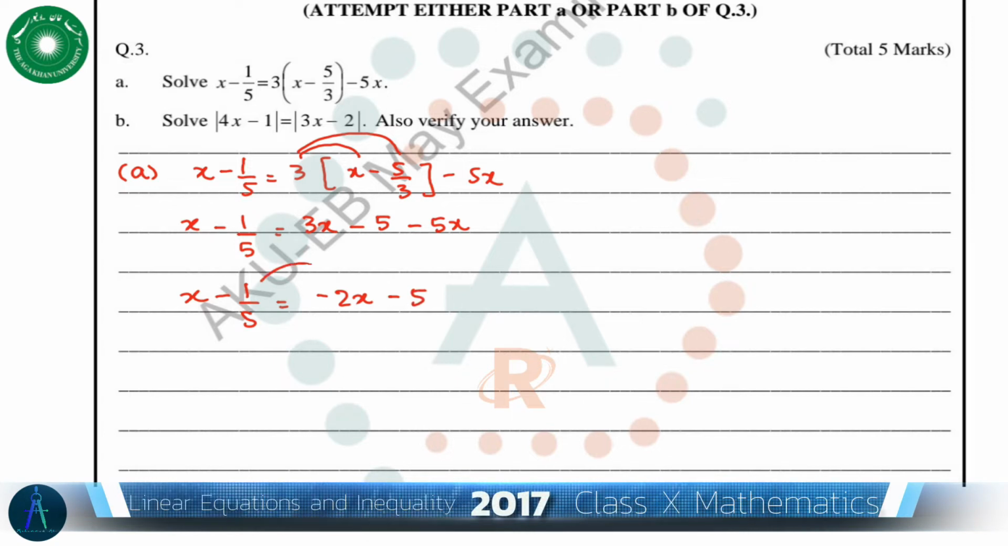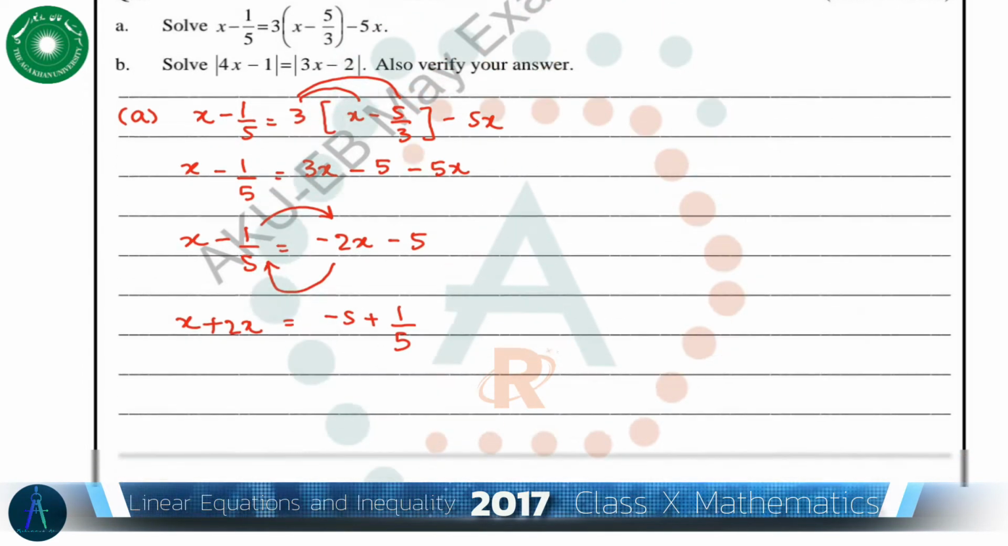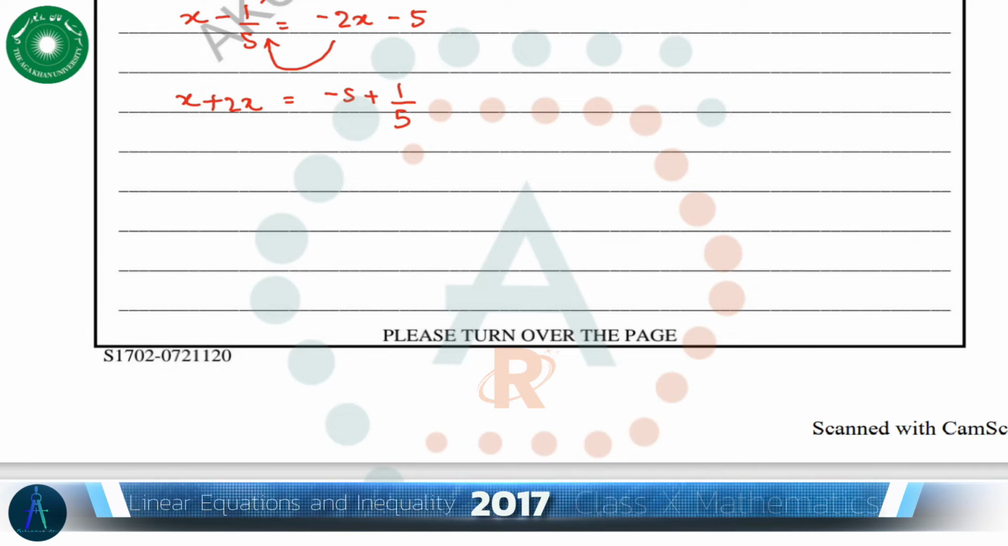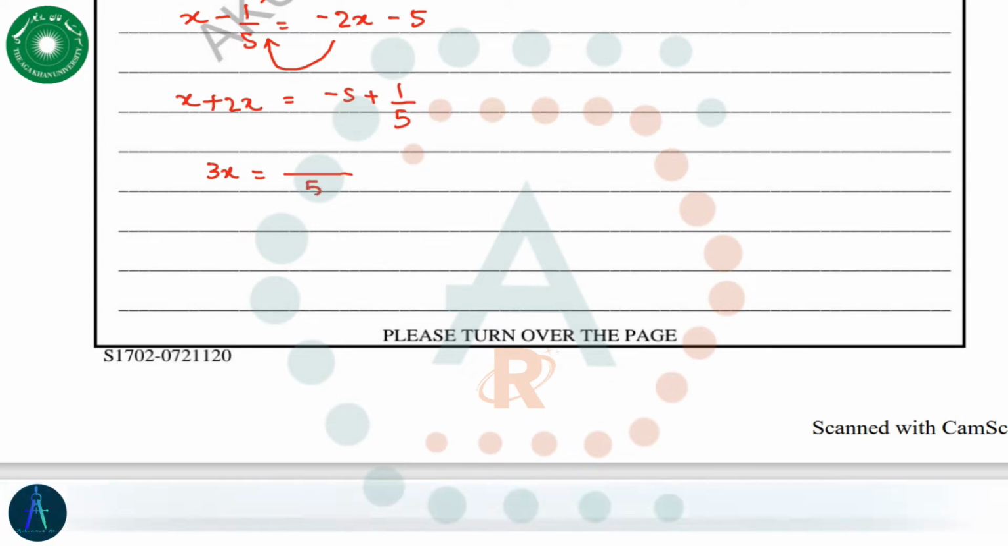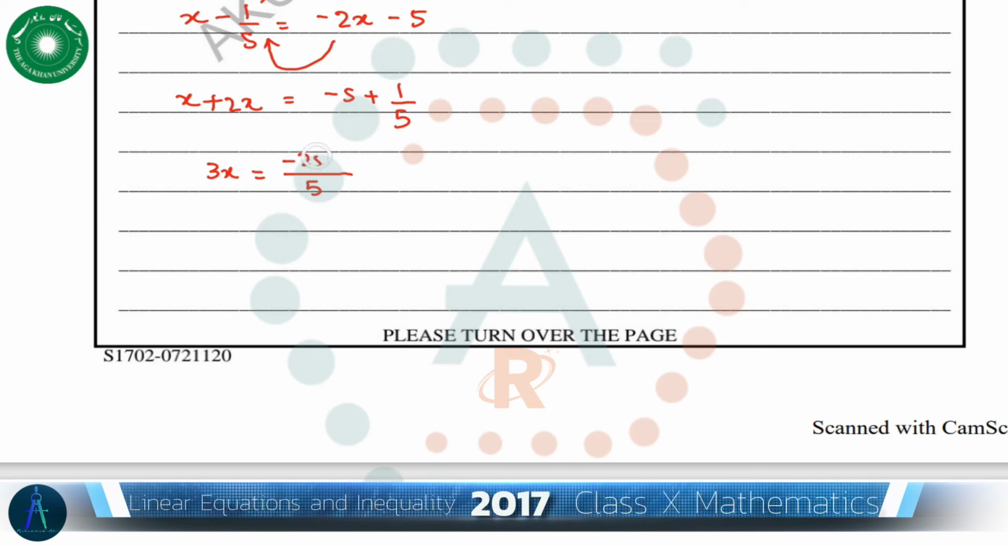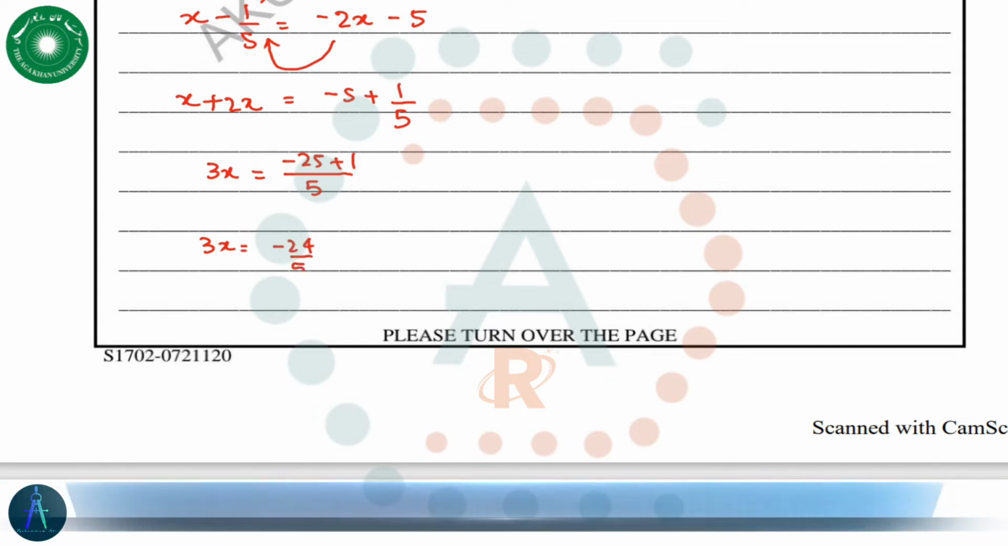Then shift 1/5 to this side of the equation and minus 2x to the other side. So x plus 2x will be equals to minus 5 plus 1/5. Then to simplify further, the left hand side becomes 3x and on the right hand side we take the LCM of these two fractions, so we will get minus 25 plus 1. So 3x will be equals to minus 24 divided by 5.